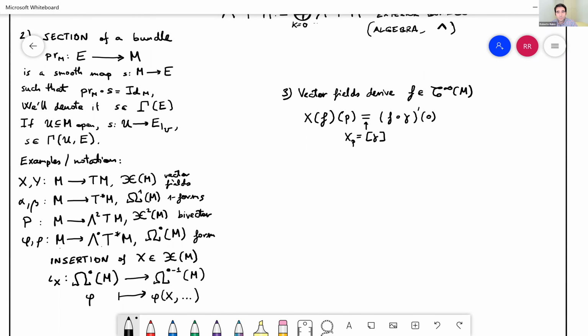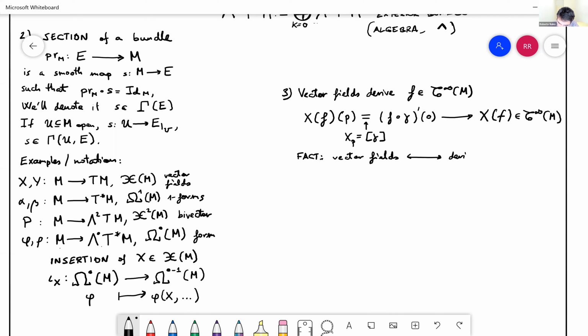And this doesn't depend on the curve. Why? Because it was all set up. We've been tricked. So this is just: give me a function, for every point give me a number, so this is giving me another function. And you can check that this is a derivation, it satisfies the usual derivation properties. So it can be proved, and for that you should go to your favorite differential geometry course, that vector fields are equivalent to derivations.